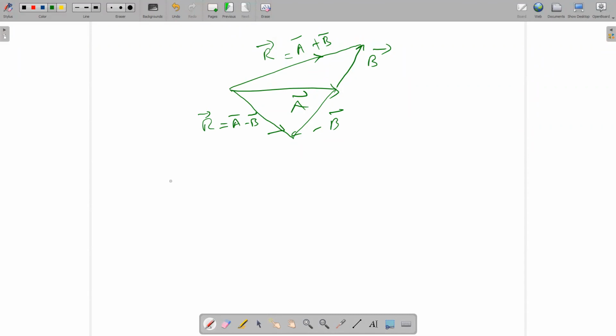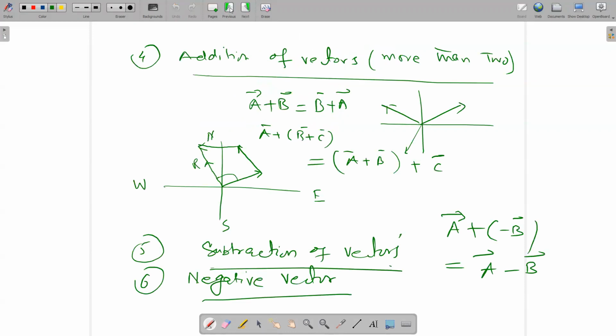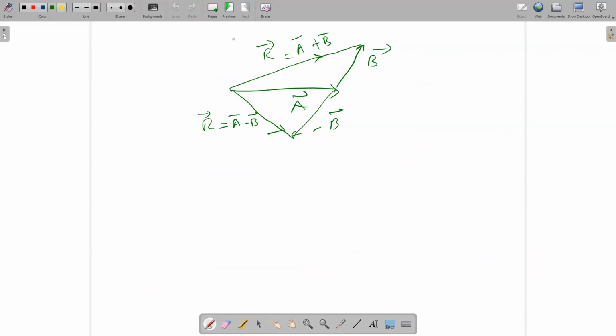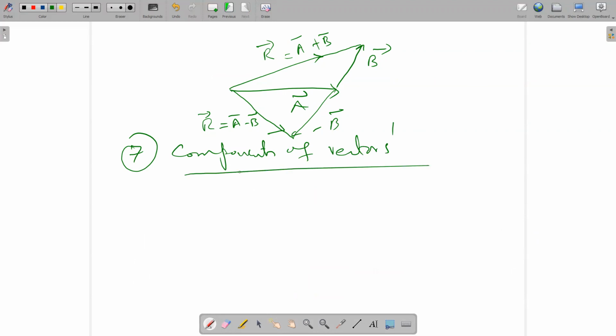After this, this is number 7, we have studied the components of a vector. This is very important. In components of vectors, you have to remember the AX component is A cos of theta. The AY component is A sine of theta.